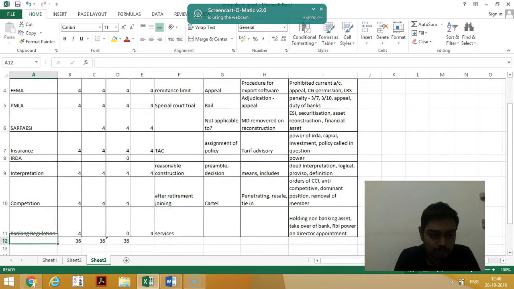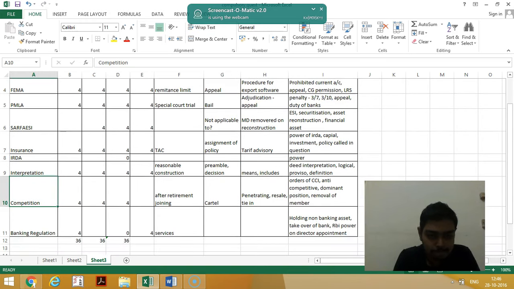Then competition act, consistently they are asking for 4 marks, so this time also we can expect 4 marks from that. They have already touched after retirement whether this member of competition can join in company which came for proceedings. Then they have asked cartel and its penalty. Then they have asked what is predatory pricing, then resale price maintenance and tie-in agreements.